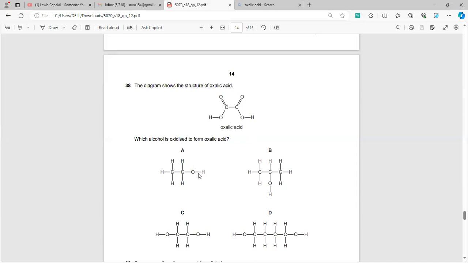Similarly, alkenes have a double bond between carbon and carbon. That is the functional group of alkenes. And all alkanes have only carbon-carbon single bonds. So all of these are alcohols. However, they've asked which alcohol is oxidized to form ethanoic acid.